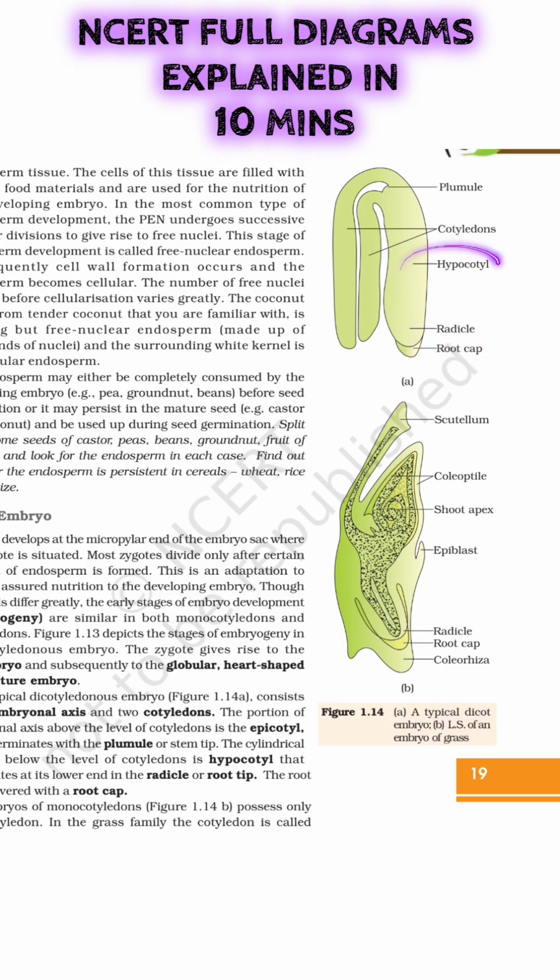You can see the root cap, the radicle, the hypocotyl, the cotyledons, and the plumule. This is a typical dicot embryo. Now, LS of an embryo of grass. Grass is monocot. So monocot is being shown here.